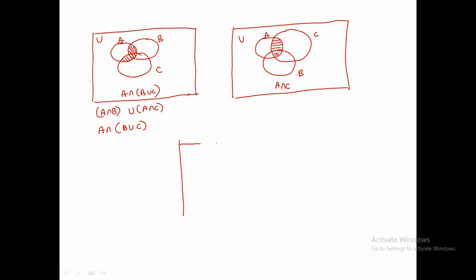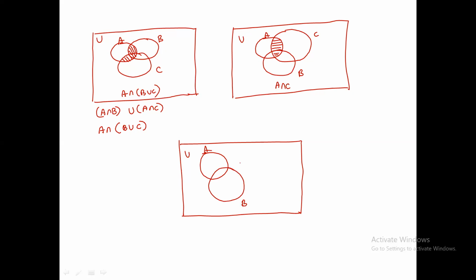Let us take another diagram. This is universal set. In this, I will draw set A, set B, and set C. Now here I am drawing the common region between A and B and the common region between A and C. So that means I am drawing A intersection B along with A intersection C. Almost these two are same.